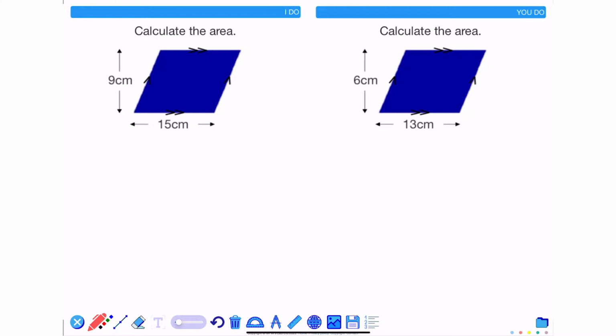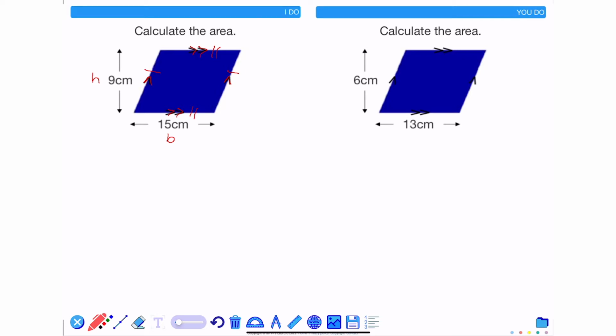In this video, we're going to take a look at how we can calculate the area of a parallelogram. With the example on the left-hand side, I've got a parallelogram with a base of 15 and a perpendicular height of 9. Now I can tell that this is a parallelogram because opposite sides are parallel, opposite sides are equal, and there are no right angles.